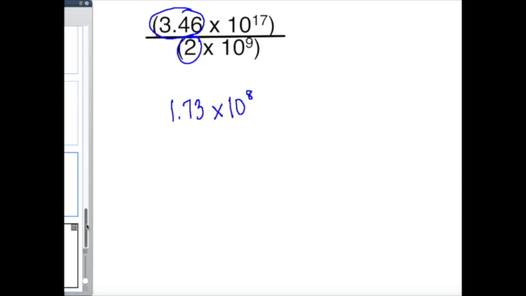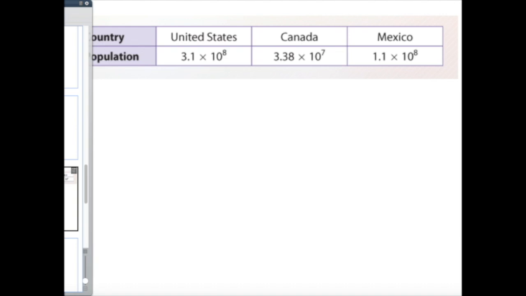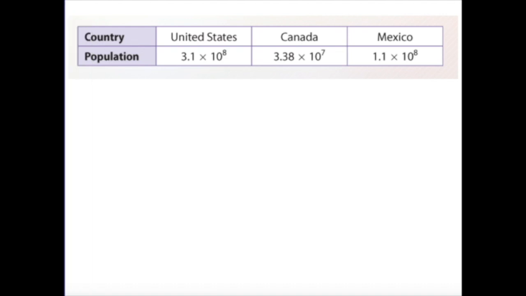So let's go back to this first example that we looked at and see how we could use this in a real world situation. Right here we have the populations of the United States and Canada. I could combine them to say how many people live in the United States and Canada together. So let's do that example. We have 3.1 times 10 to the 8th power, and I'm going to add 3.38 times 10 to the 7th power.